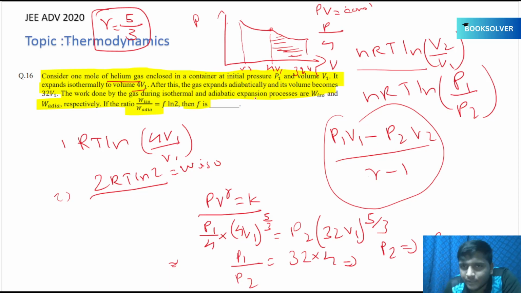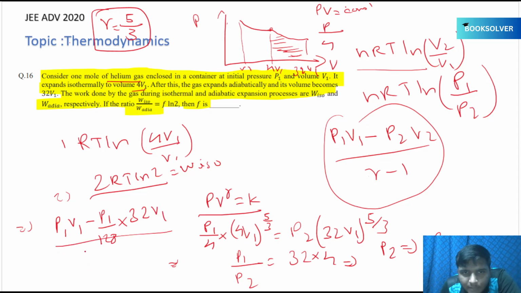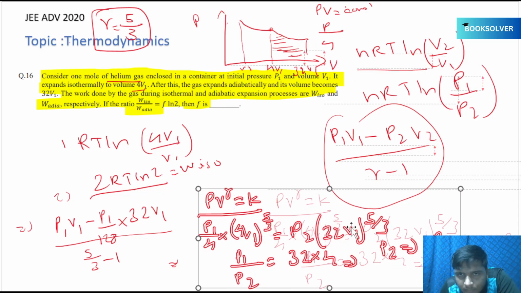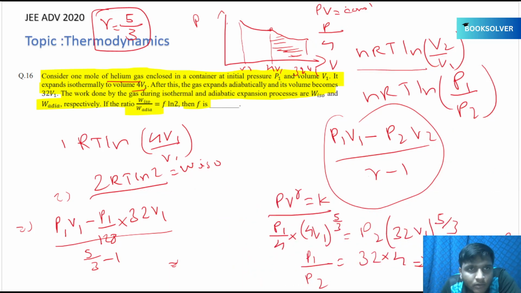Okay, now we have to calculate the work done. So (P1 V1 minus P2 V2) by (gamma minus 1). What we can do here is P1 V1 minus P2, which is nothing but P1 by 128, times the final volume, 32 times V1, divided by gamma minus 1, which is 5 by 3 minus 1. I want to calculate it in the same place only. Just select all this. I hope it will be fine now.